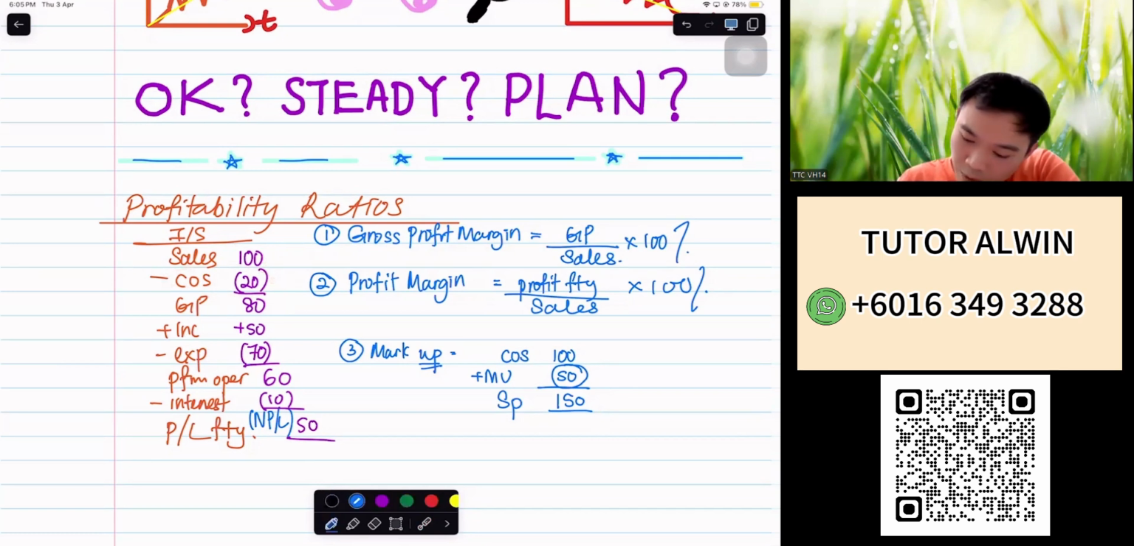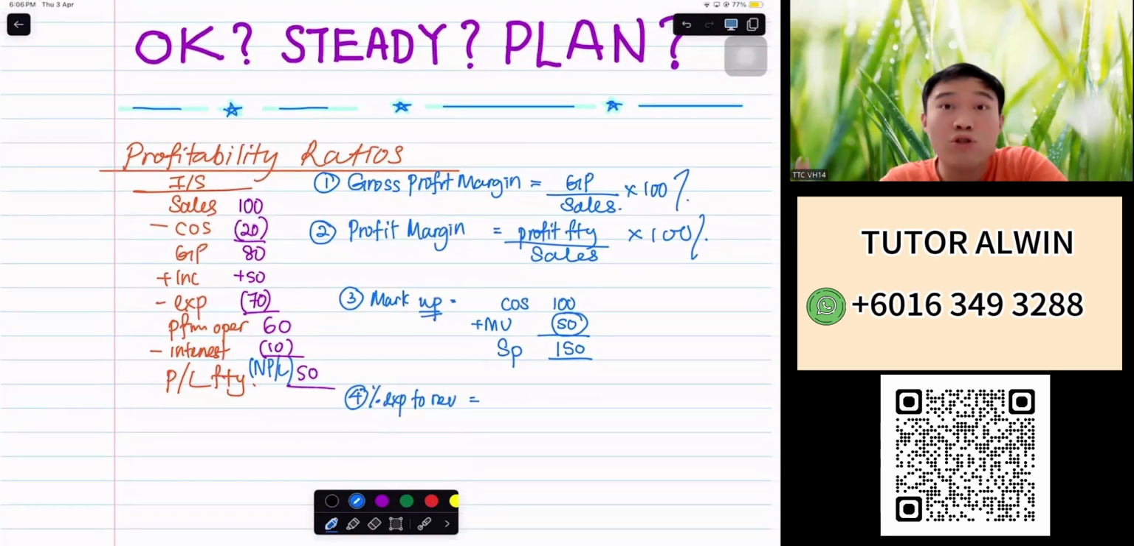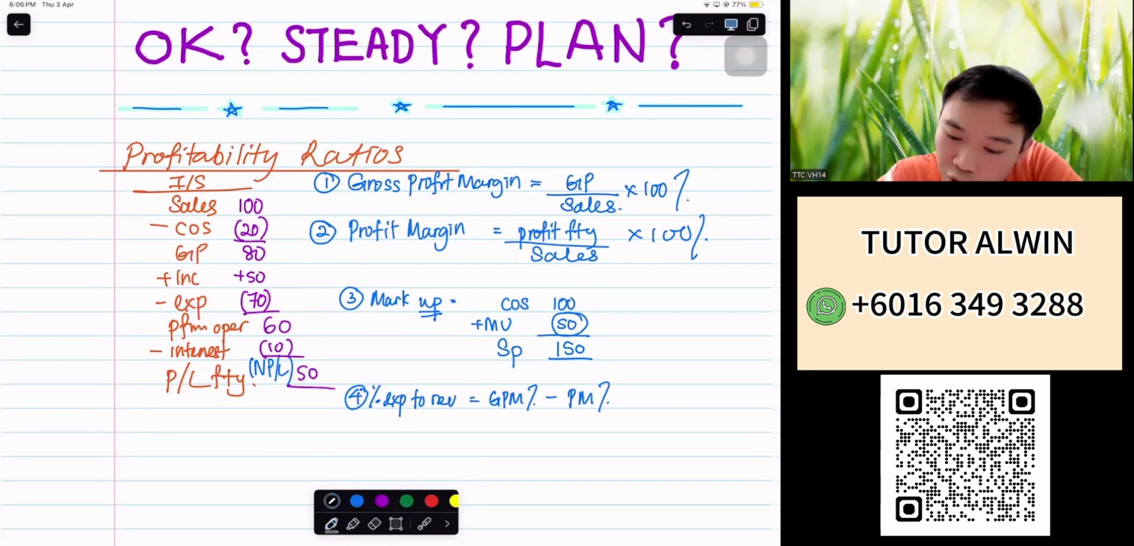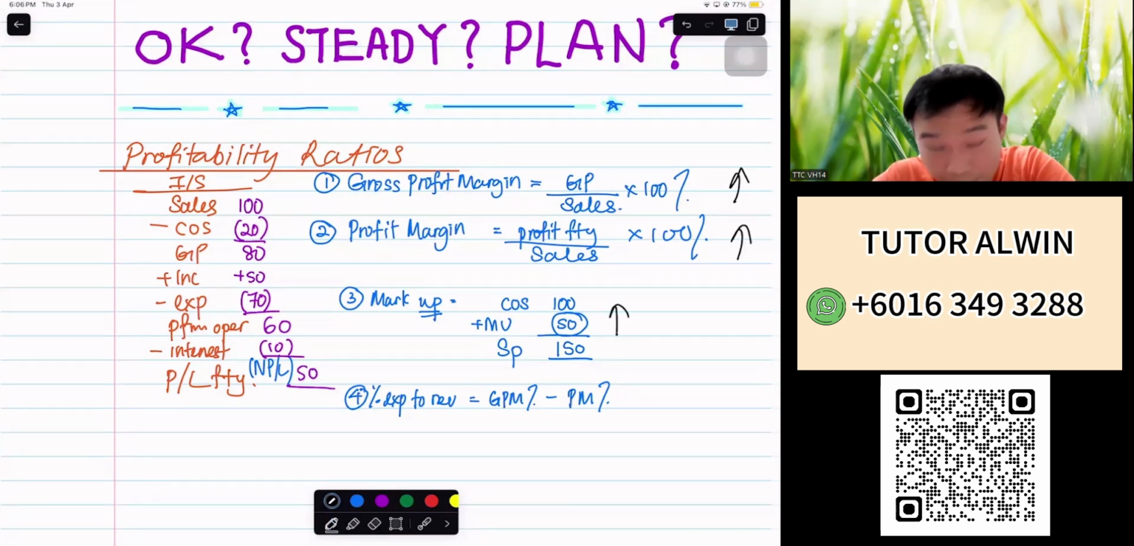Okay. Then we also have the percentage of expense to revenue. This is an expense control measurement to see how good you are in managing your expenses. Normally, they will take the gross profit margin percentage minus off the profit margin percentage. And so the lower, the better. Okay. For all the past, GPM, the higher the better. Profit margin, the higher the better. Markup the higher the better, but it really depends.